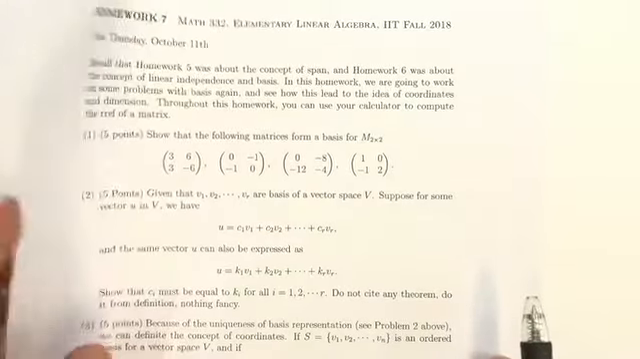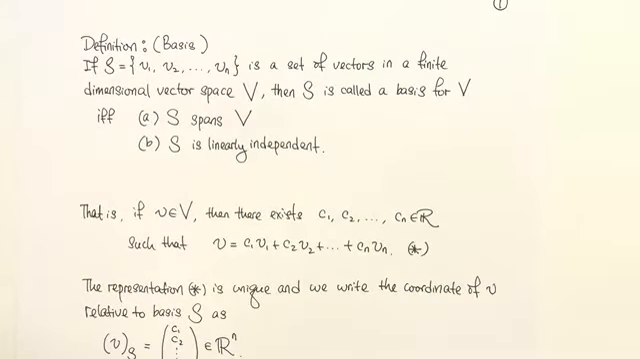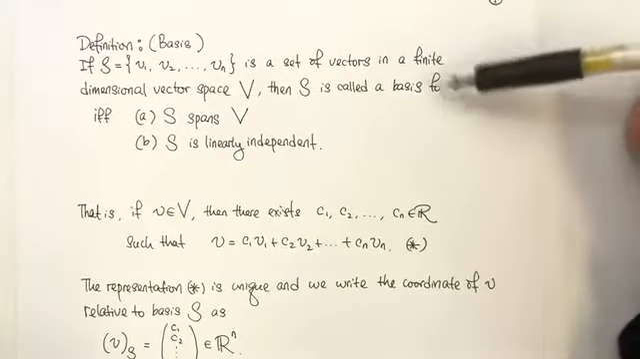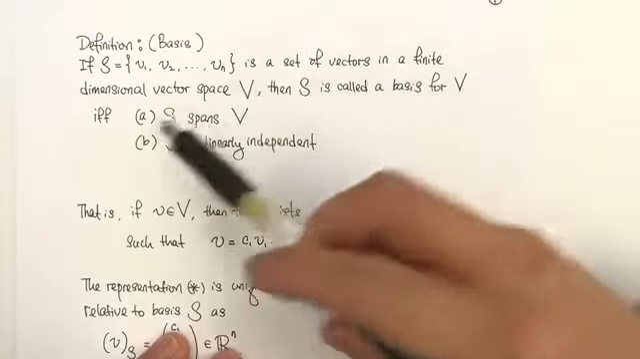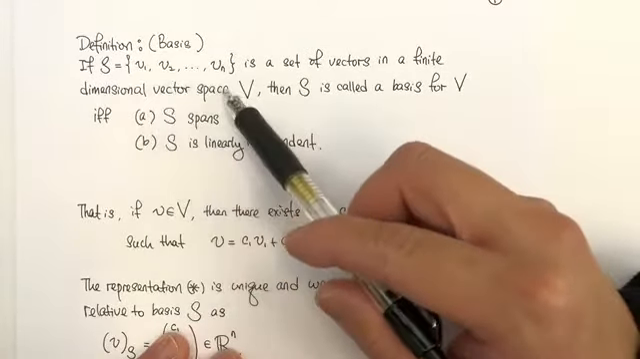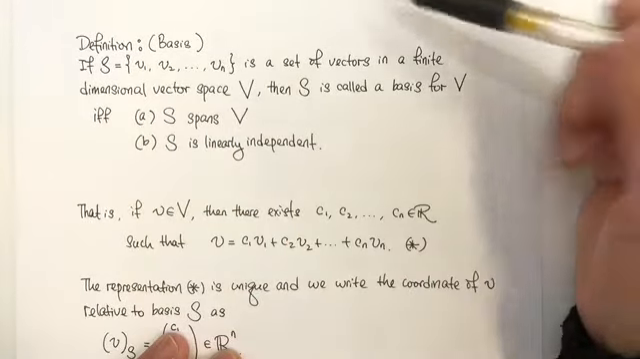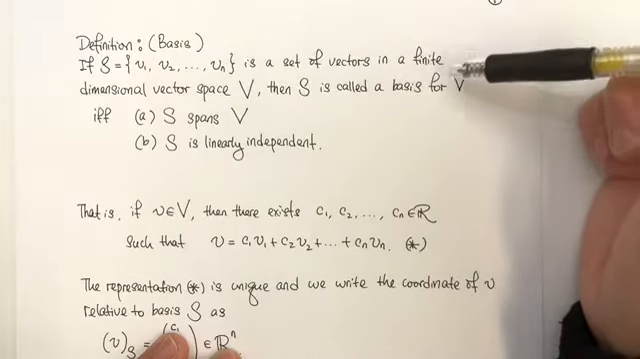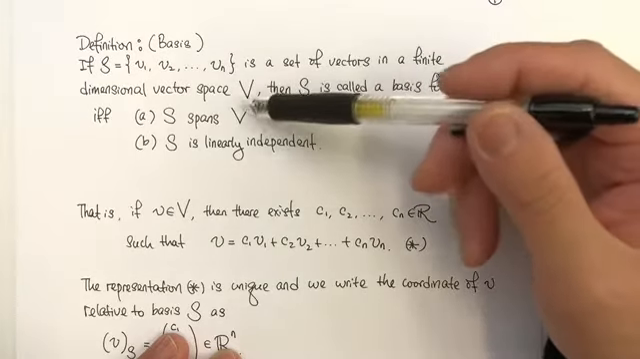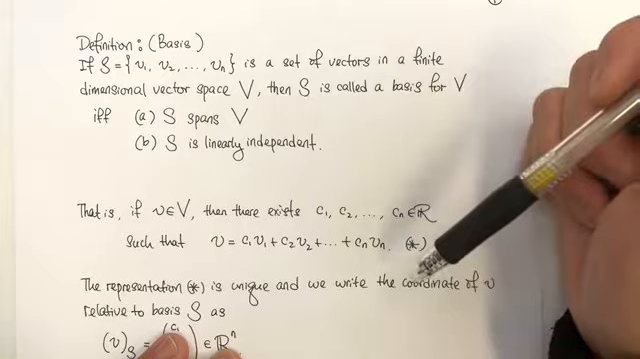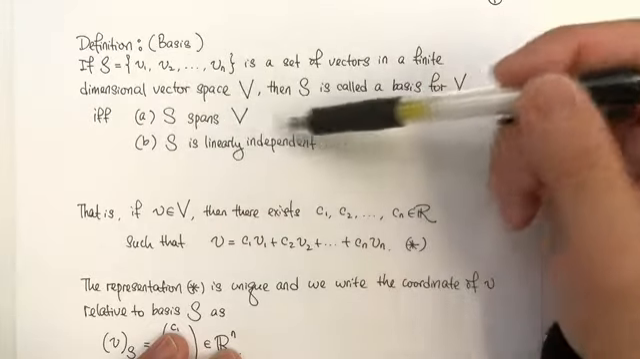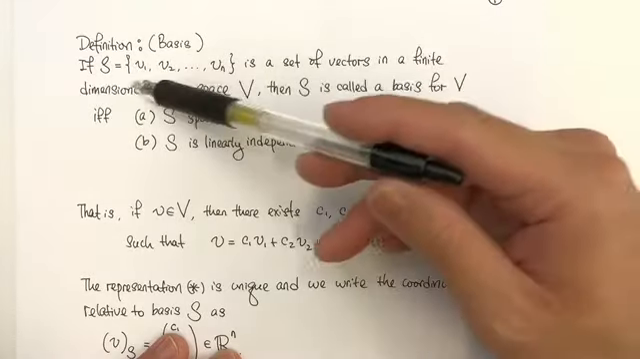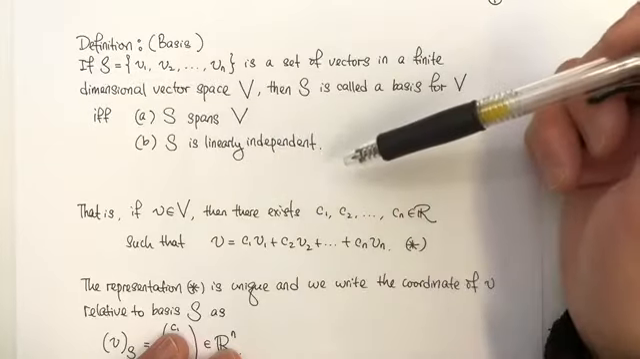Alright, to get things started, let us recall the definition of a basis. Suppose you have a vector space V and you have a collection of n vectors, V1 all the way to Vn. We say that this collection forms a basis for the vector space V if and only if the following two conditions are satisfied. Number one, S has to span V. Number two, these vectors have to be linearly independent.